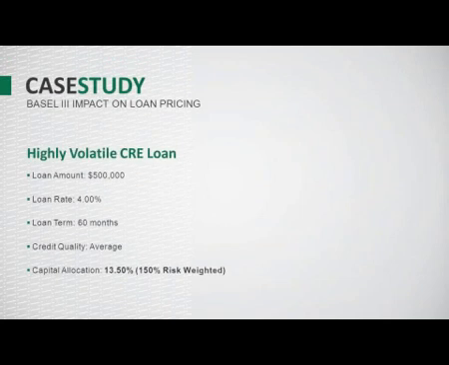To show you that simple change, we're still going to look at the same other assumptions: $500,000 loan, 4% for 5 years, average credit quality. But the last bullet point on this slide shows you the impact of this exact same loan under the new guidelines being highly volatile. So that initial capital allocation that we had in this loan of 9%, this asset would go from our 100% risk-weighted bucket to the 150% risk-weighted bucket. And what that's going to result in is a capital allocation on this loan going from 9% up to 13.5%.